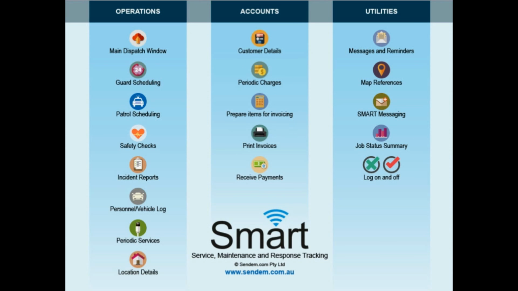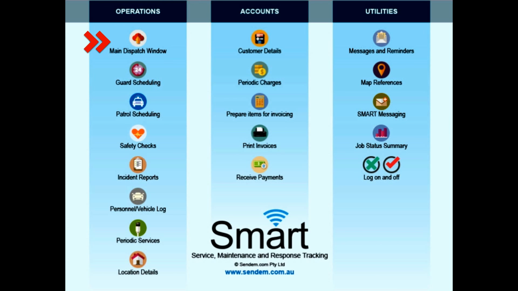Guard rostering is well integrated with the rest of Smart. That means you'll see details of guard shifts in several different places. You'll see them in the main dispatch window amongst the guard jobs. You'll see them in safety checks when start and finish checks are due, or when the operator requests details of current hourly shifts. You'll see them in the location details, in the tab below the list, which shows you the shifts for that location or site, and also in the location details window, which has the details for each location, and your shifts are shown there as well.